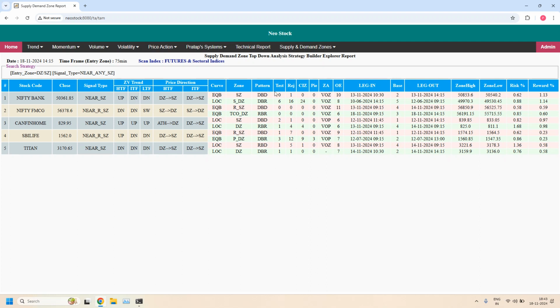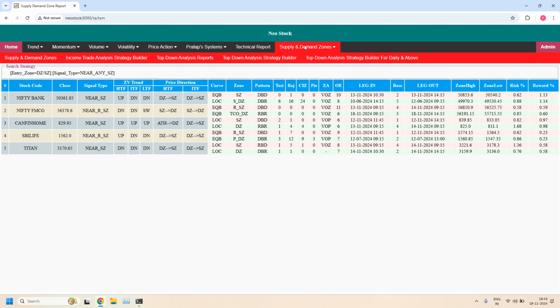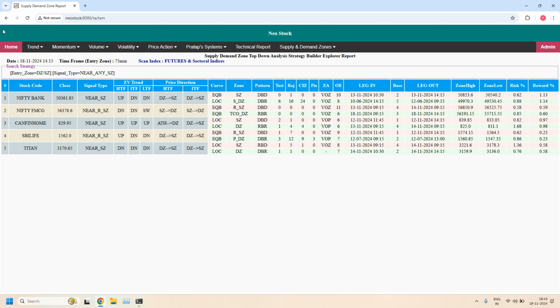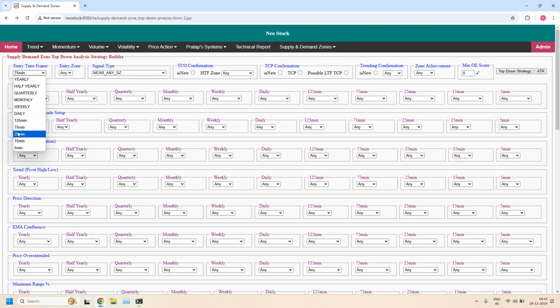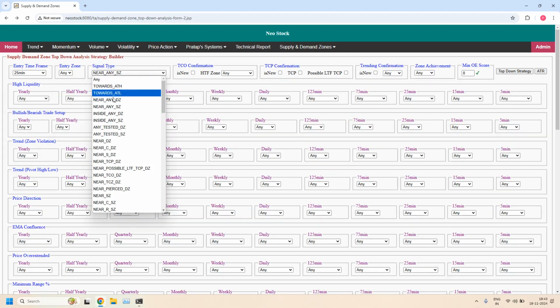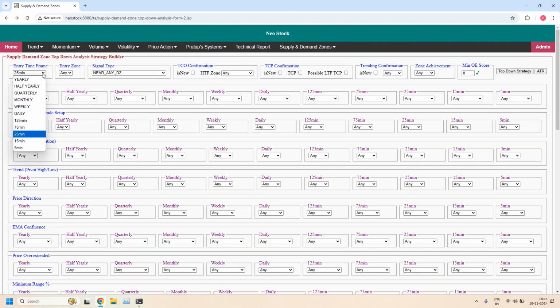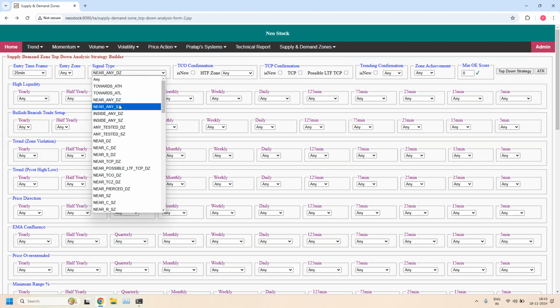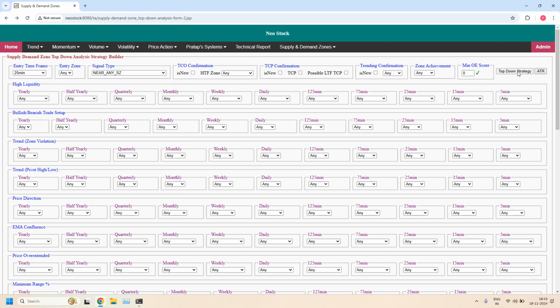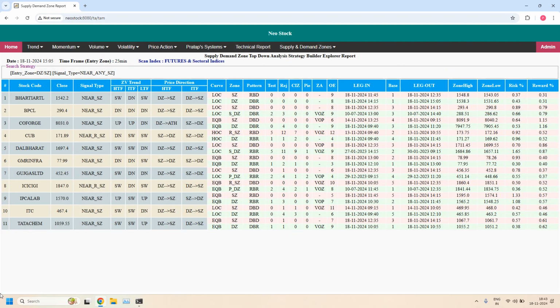Okay, next time frame is 25 minutes. Stocks near 25 minutes demand zone, we got 10 stocks. Next, for 25 minutes time frame, stocks near 25 minutes supply zone, we got 11 stocks.